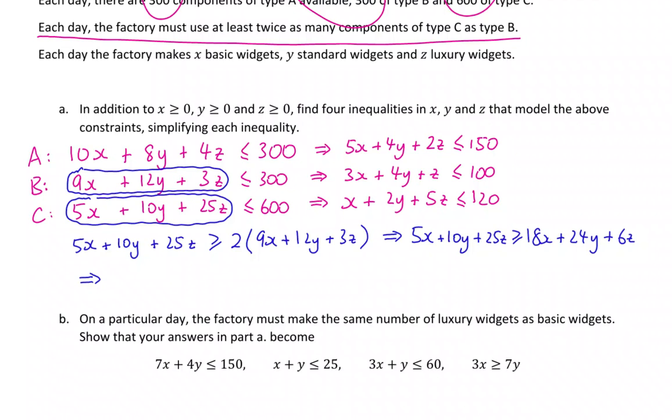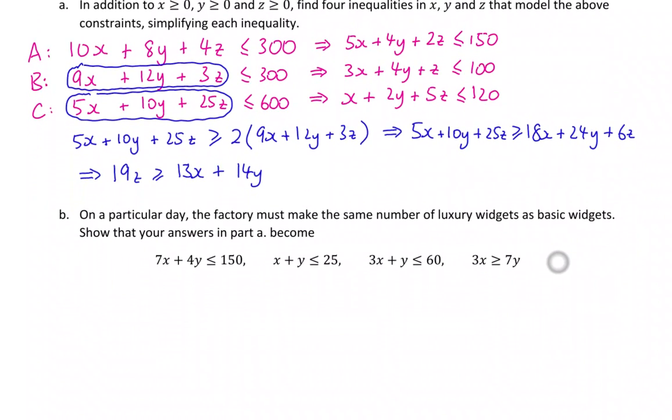Right, now what I'm going to do is I'm going to take 6z from both sides, and I'm going to take 5x from both sides, and I'm going to take 10y from both sides. So that'll leave me with 14y. Okay, so now I have 4 inequalities as simplified as I can get them. Okay, right, let's move on to this next bit.